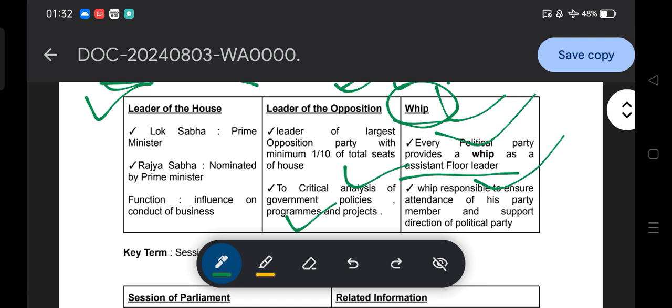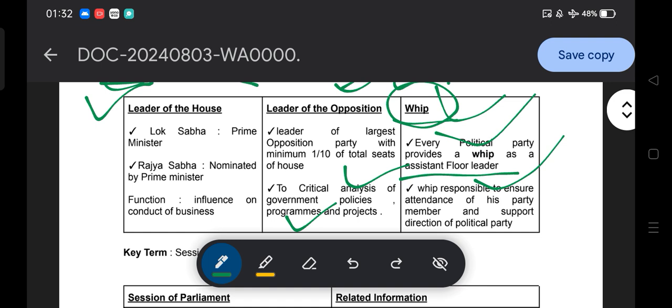Let us assume that the Indian National Congress has one whip. Okay, don't you think so? Even we can take the example of another political party. Why should we take the Indian National Congress? Let's come to Odisha, BJD. So BJD, Biju Janata Dal, in the legislative assembly, they have a whip.